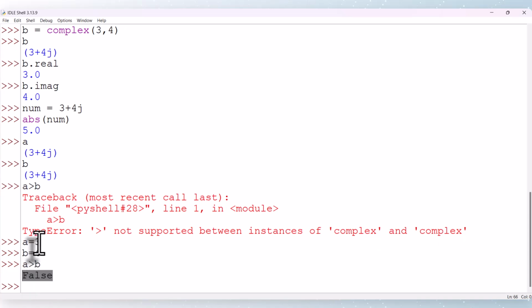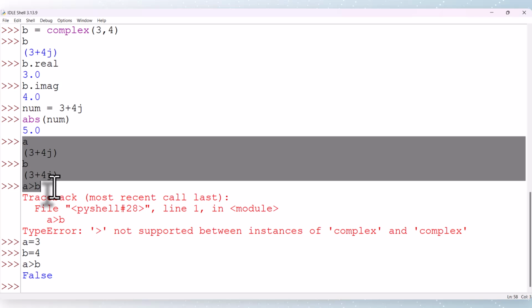If a is greater than b, then it is going to return true, otherwise it returns false. But complex numbers cannot be compared. Okay, if you try to compare, it will give you the error. So try to understand, this is a very important interview question. They may give you a and b values as complex numbers and ask whether a greater than b is true or false, but it will raise the error.